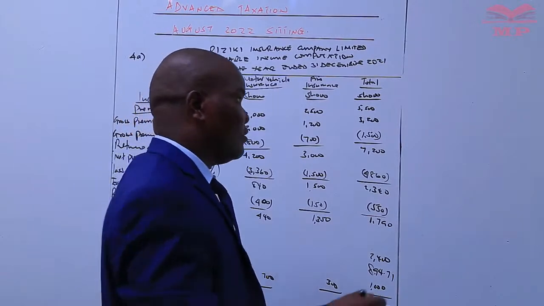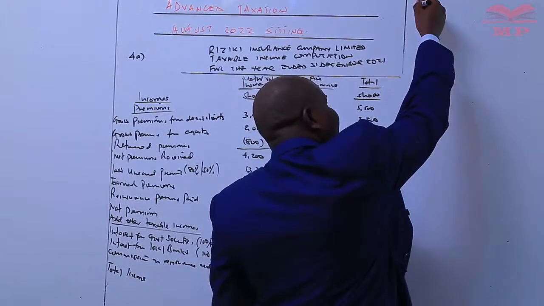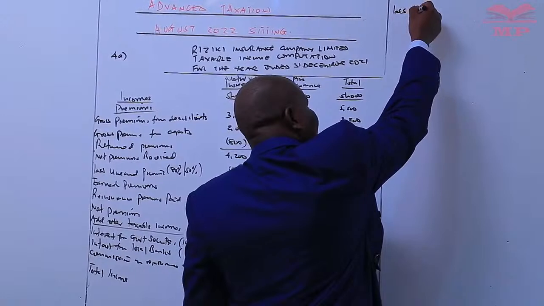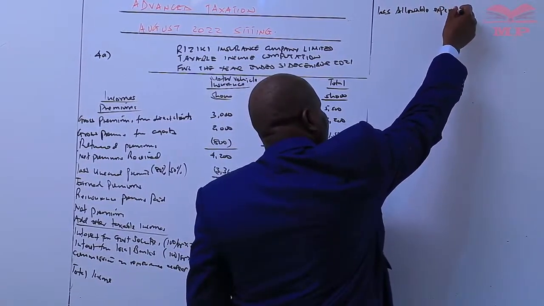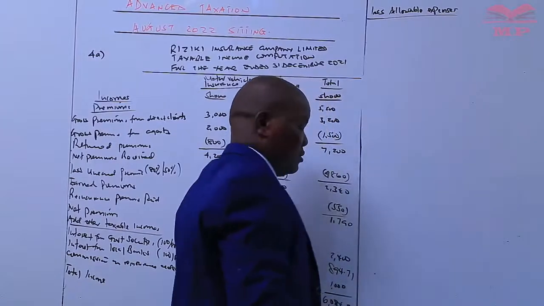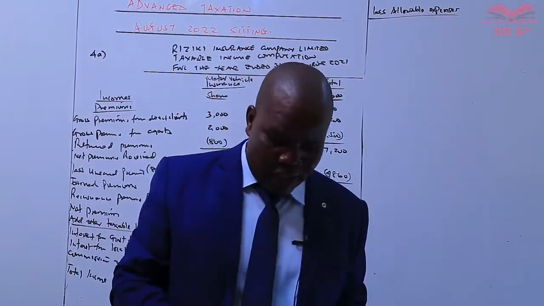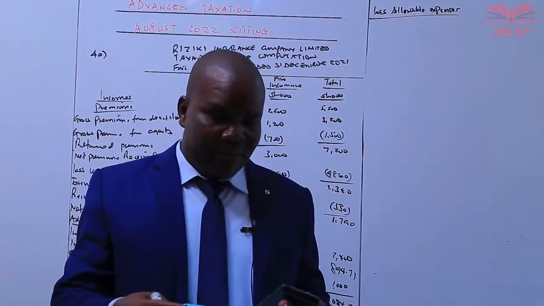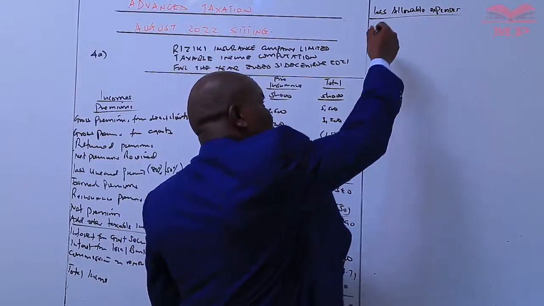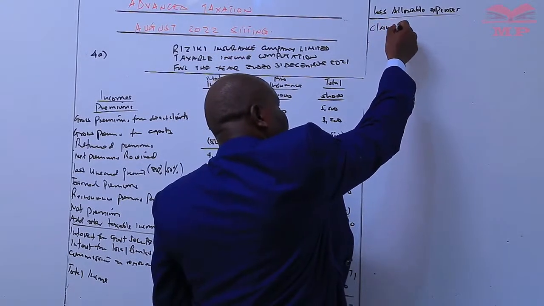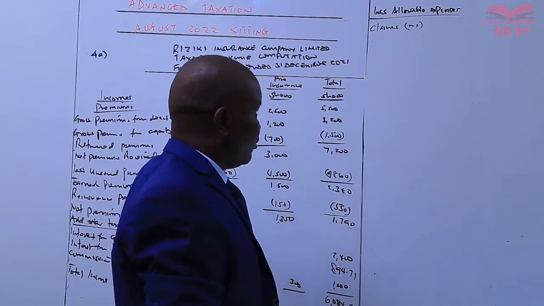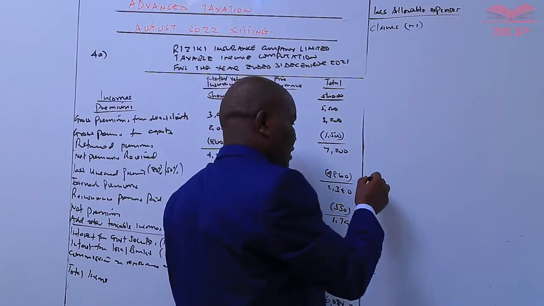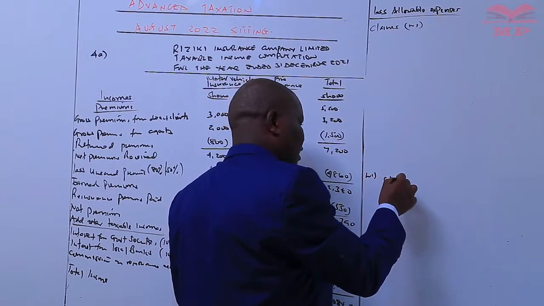Because we are using the gross profit approach, we move to the next step and say less allowable expenses. We only use those that are allowable. So we go to the additional information 1, which is about claims. So we run claims as working 1. I can do it here, then we shall wrap. So working 1, claims.